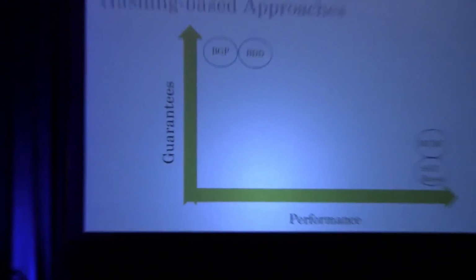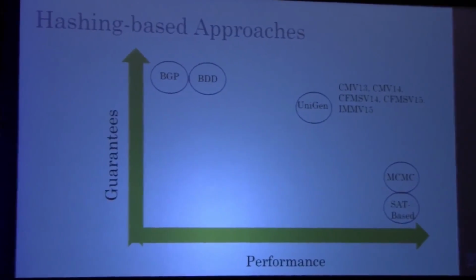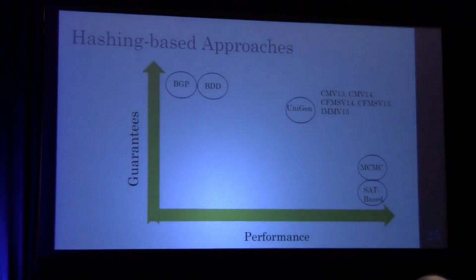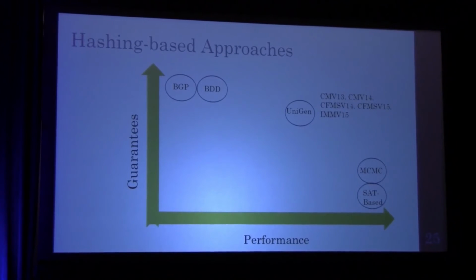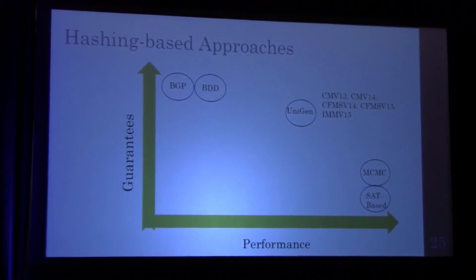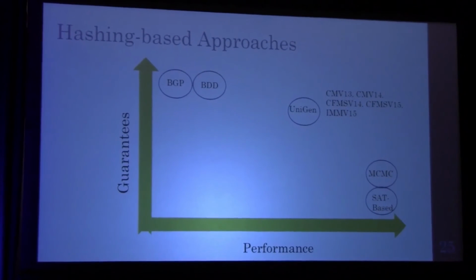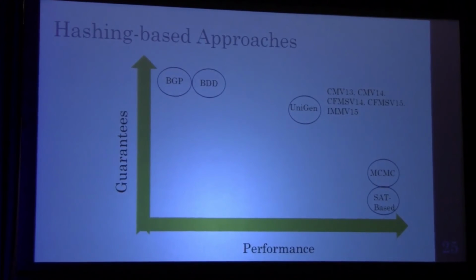So now I will move on to hashing-based approaches for sampling, and I will discuss UniGen, which is our series of works, one of the hashing-based approaches that promises scalability and at the same time theoretical guarantees.